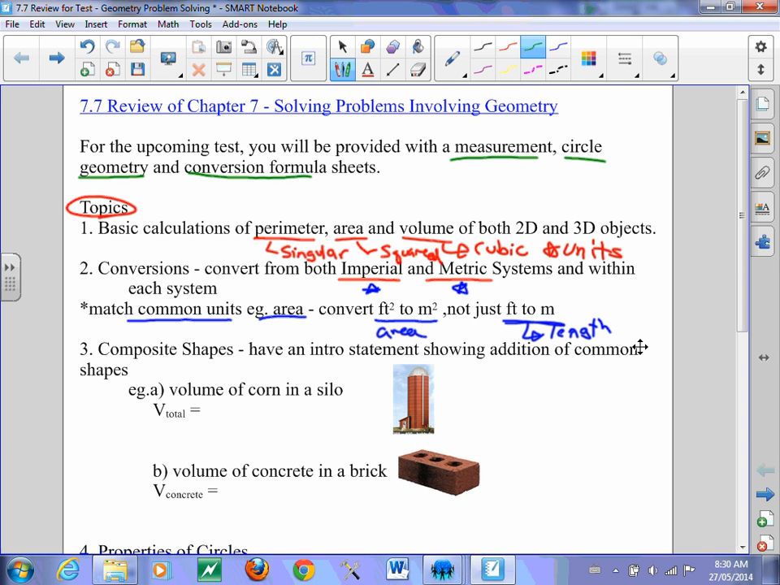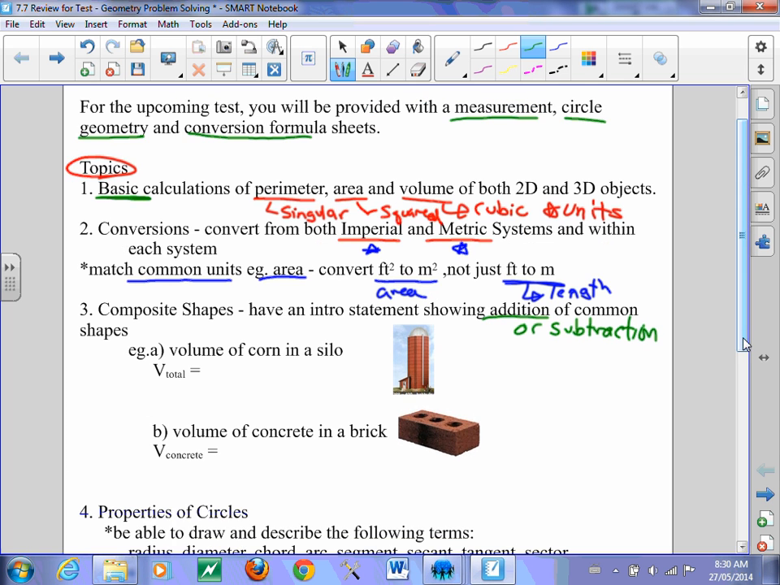All right, then we spent some time with composite shapes. So we know we already did basic shapes or basic calculations up here, but composite shapes either have more than one recognizable shape. You're either going to show the addition or subtraction of common shapes. So here's two examples I'll take a look at.